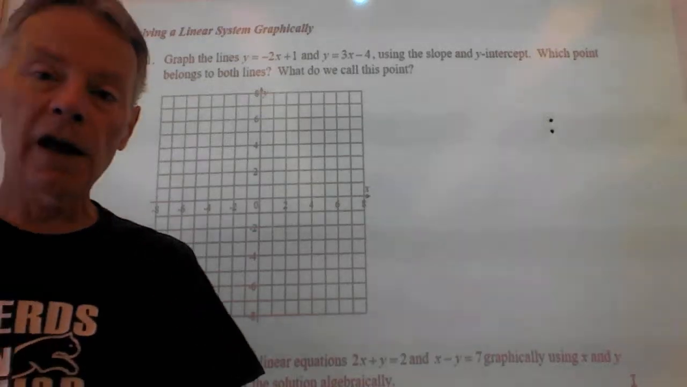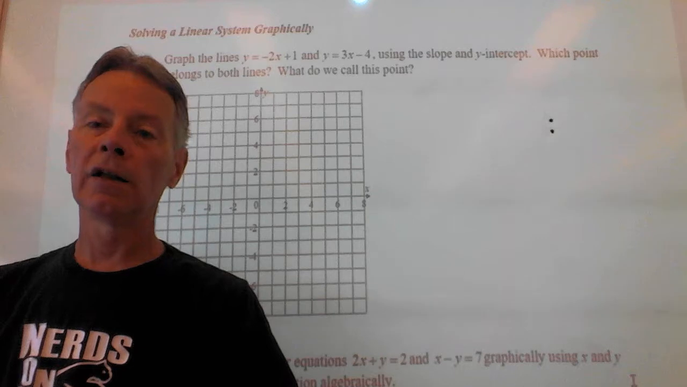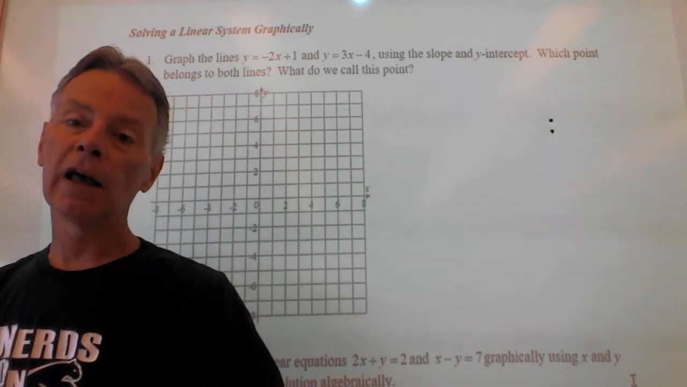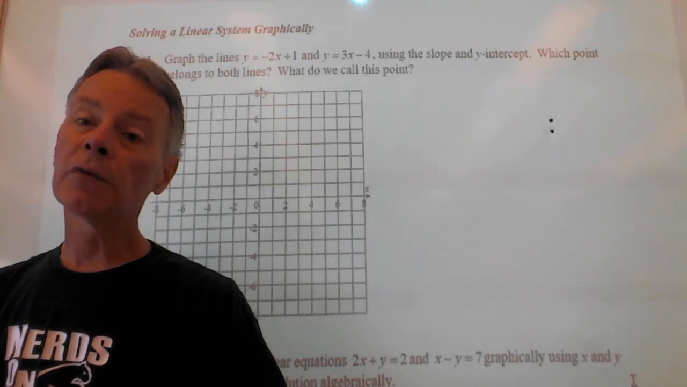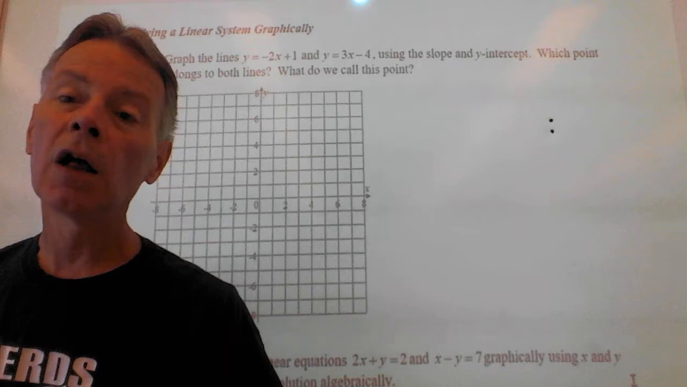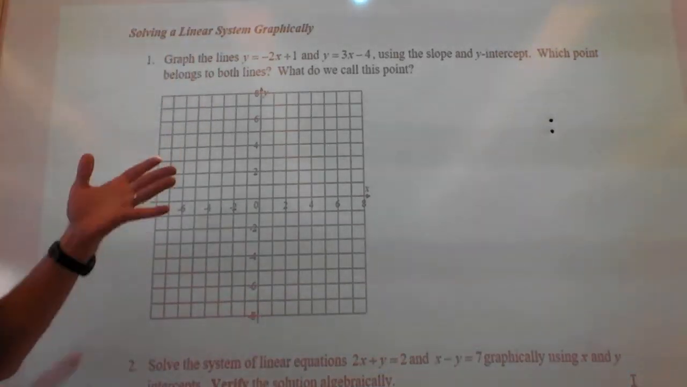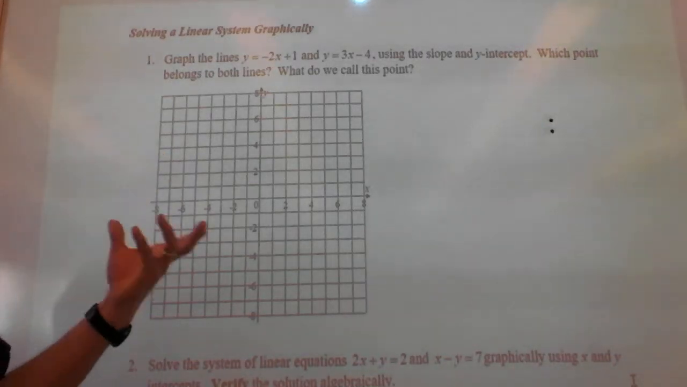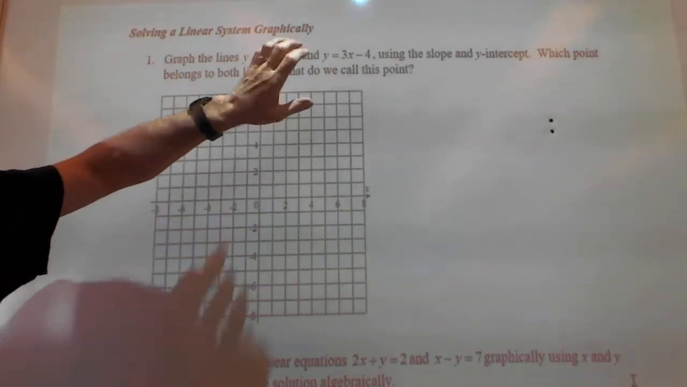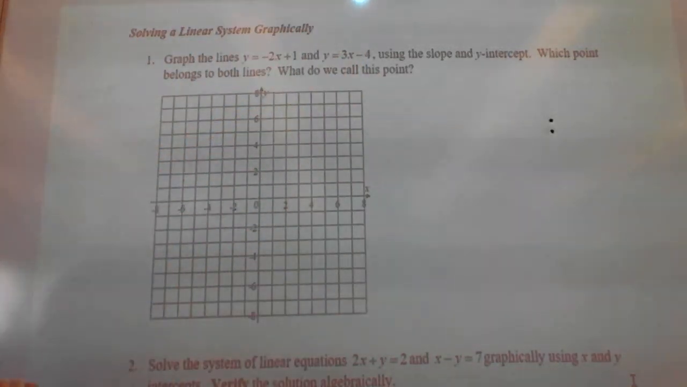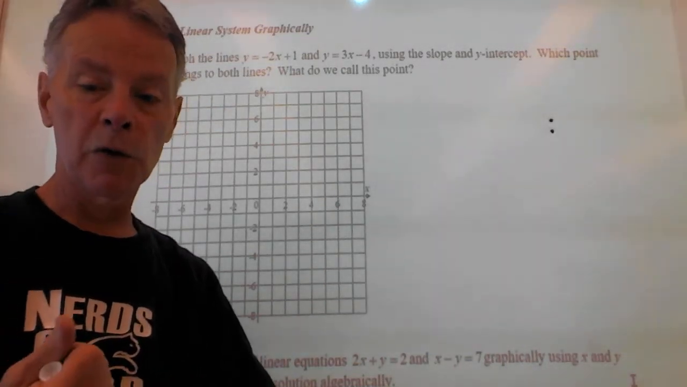We're going to take a look at solving systems graphically, which simply means graphing them and seeing where they do intersect. And we're also going to take a look at using your graphing calculator to solve them, which is way easier. Okay? But again, involves rearranging equations. So, first we'll take a look at doing it simply by graphing them. So it says, graph the lines y equals negative 2x plus 1 and y equals 3x minus 4 using the slope and y-intercept. Which point belongs to both lines, and what do we call this point?